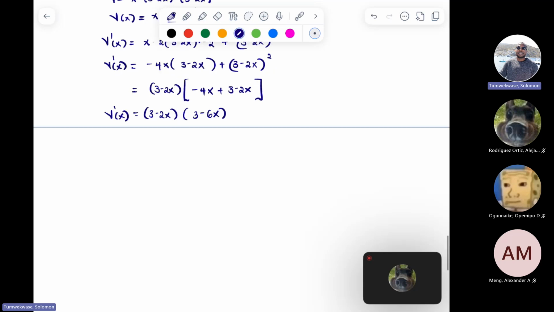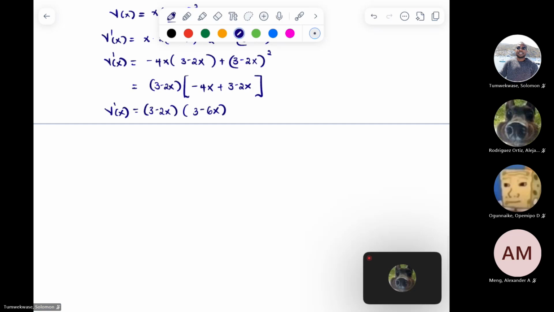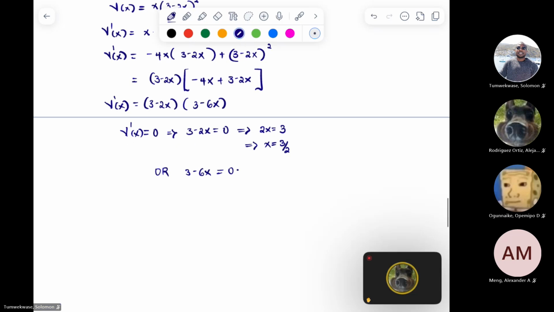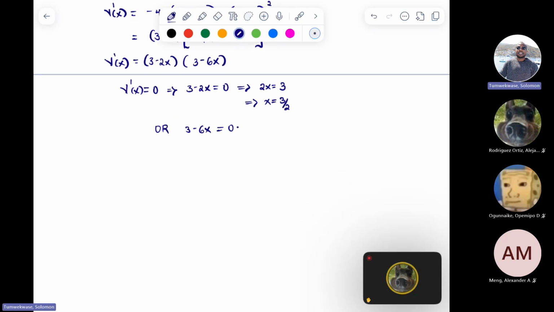Okay, now V prime of x equal to 0. This implies that 3 minus 2x is equal to 0. So this means 2x is equal to 3, and this means x is 3 over 2, or 3 minus 6x is equal to 0. So 6x is equal to 3, and therefore x is equal to 1/2, right?